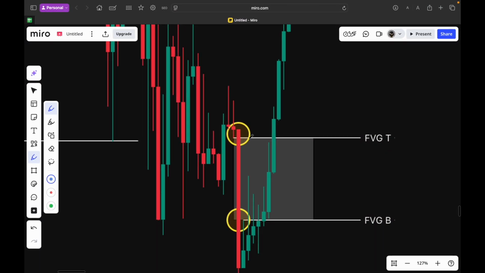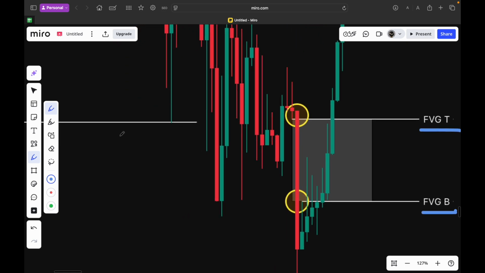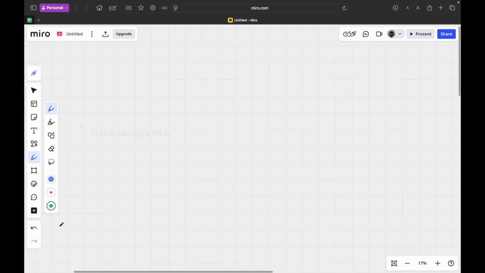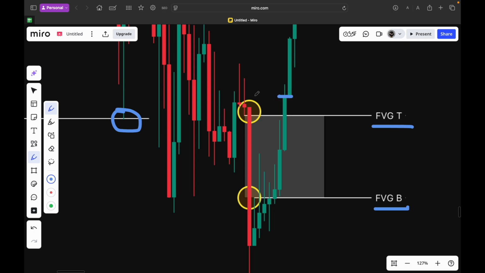Right, so here's that entry. As you can see here, fair value gap top and fair value gap bottom, just to make it a little bit more clear. But this was the first inverse fair value gap that was created after price took the liquidity right over here, and then price broke through, and this is where you can enter your first entry model, when we have a candlestick closure above the inverse fair value gap high right over here.